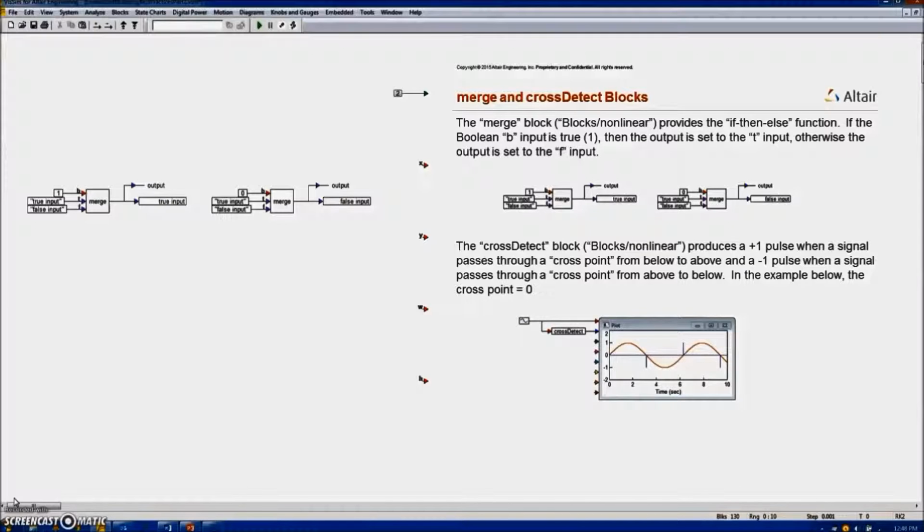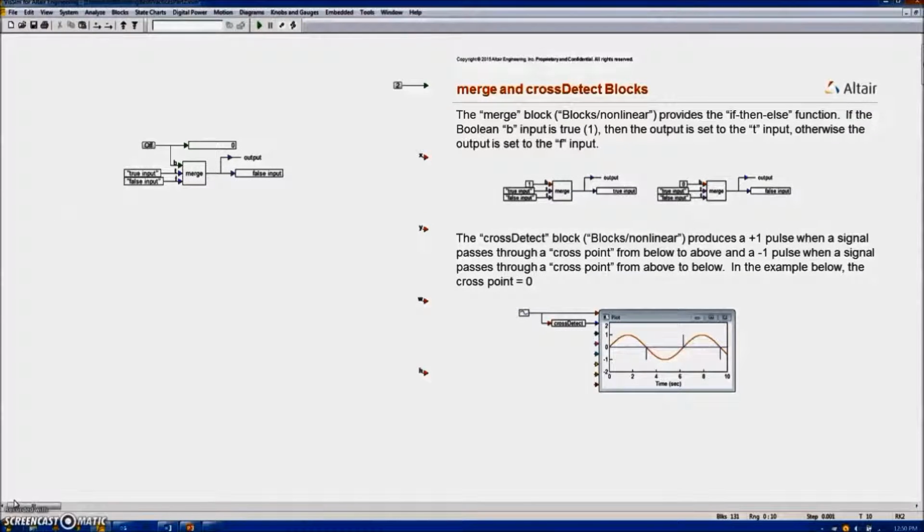The merge and cross detect blocks are frequently used in models. The merge block provides the if-then-else function. When the Boolean to the merge block is true, the output is equal to the true input on the merge. When the Boolean is false or 0, the output is equal to the false input. Running this example, I can toggle the Boolean input with this switch, and you can see the output changing from true to false to true.